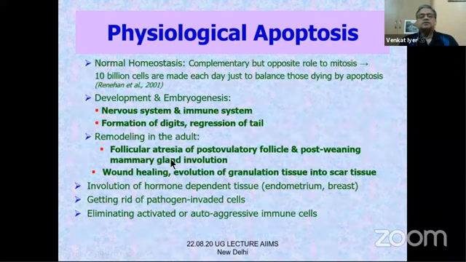sometimes in mammary gland involution, in wound healing, evolution of granulation tissue into scar tissue, in involution of hormone dependent tissue like endometrium. When the progesterone stimulation stops, the endometrium undergoes apoptosis. In breast, after lactation, it involutes using apoptosis. It's also important in getting rid of pathogen invaded cells and eliminating activated or autoaggressive immune cells.